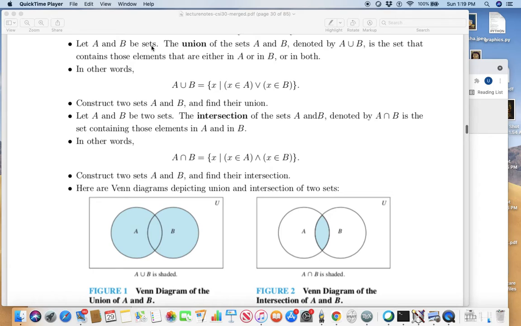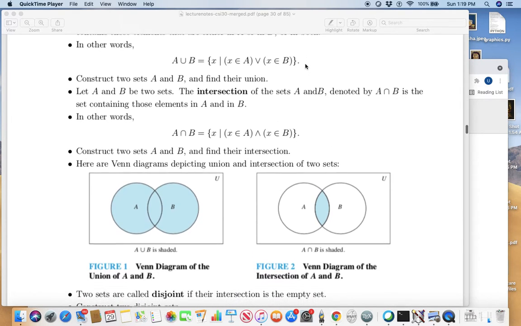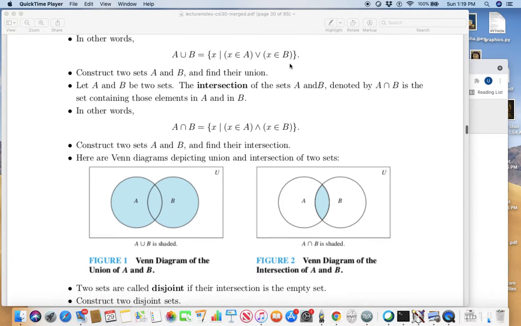Let A and B be sets. The union of the sets A and B, denoted by A ∪ B, is the set that contains those elements that are either in A or in B or in both. In other words, A union B is the set of all those x's such that x is an element of A or x is an element of B.